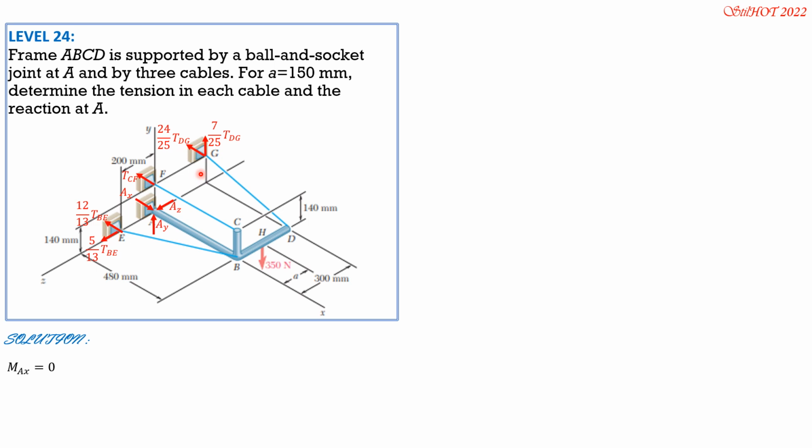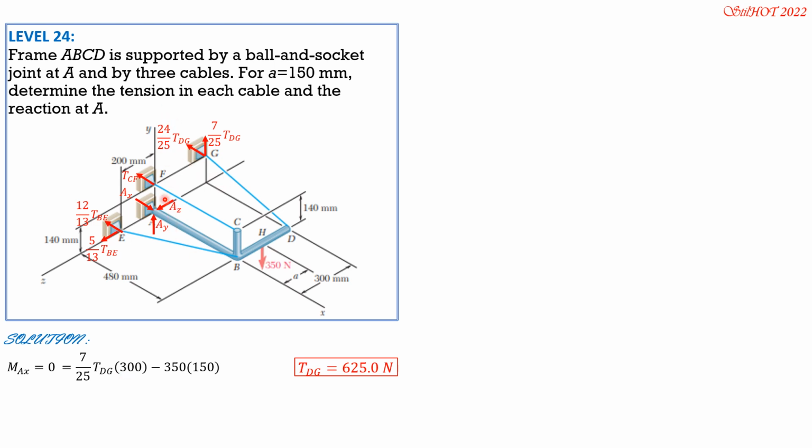So we have 7 over 25 tension DG times 300, then minus 350 times A, where A is 150. So tension DG is equal to 625 newtons.